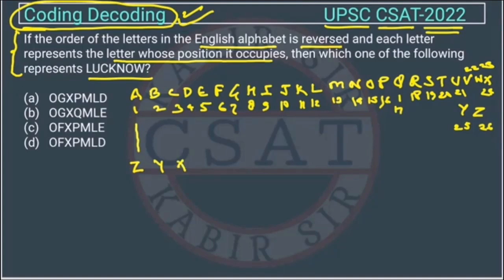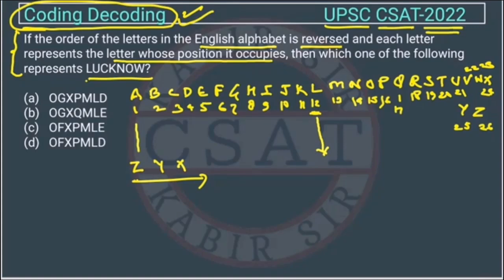So the question is asking about the word Lucknow. L is at position 12. So what number will come at the position of L when we reverse it? One way is to write all this in reverse order and then find out for all the letters, for L, U, C, K and so on. And there is another method also. What is that method? The position of L from the start is 12, right? So when we reverse it, or you can say from the end, what will the position be?